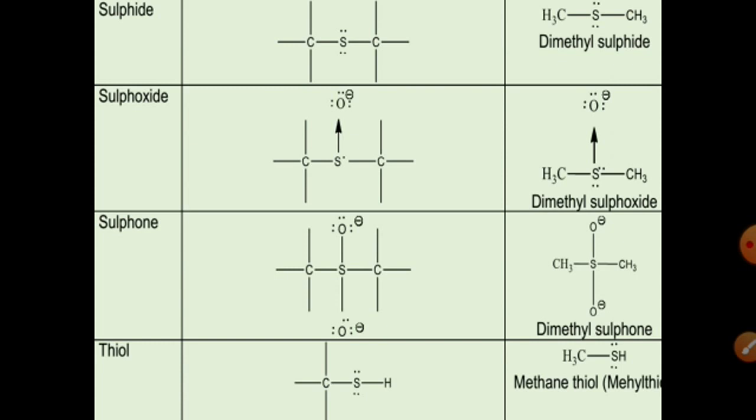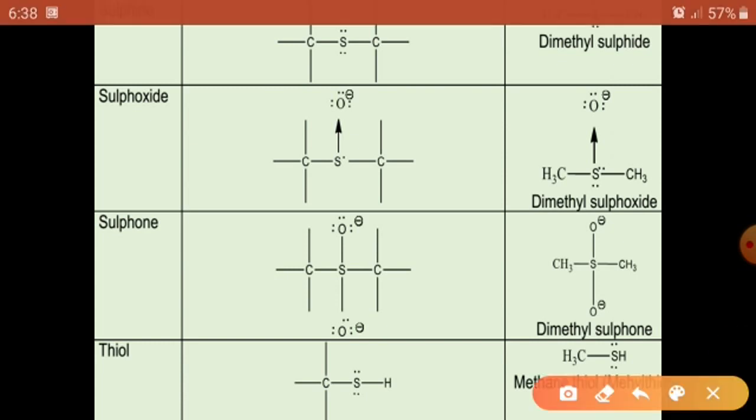Students, here make a correction in sulfoxide. In sulfoxide, 2 electrons are present after making the coordinate covalent bond. When sulfur makes a coordinate covalent bond with oxygen, the 2 electrons are left behind. Here only 2 electrons are left behind, not 4 electrons.